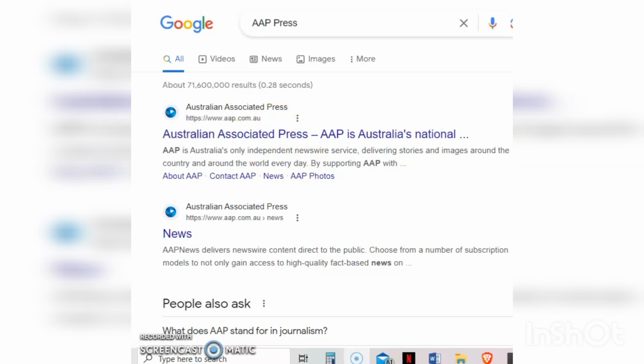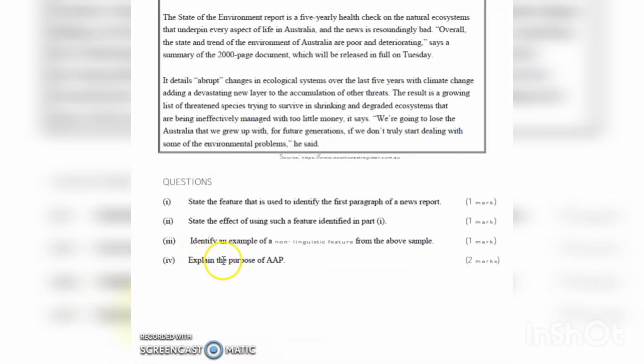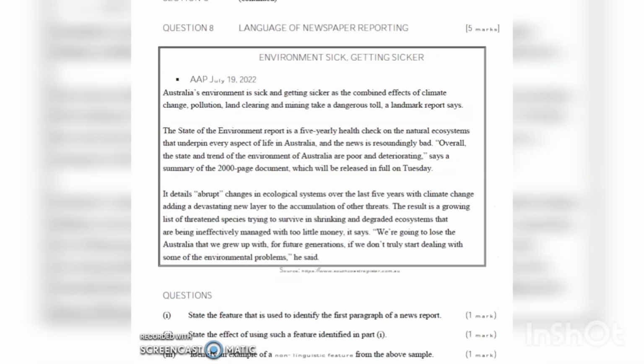Okay, let's go back to our paper. So our paper's question, explain the purpose. So the purpose of AAP, it identifies the source of the newspaper for referencing purposes. Right? You can argue as much as you want, saying that it is an acronym and it saves space. It's not. It is the source of the newspaper article.